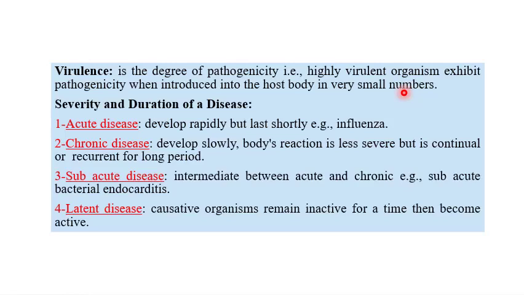دي بمعناها إيه؟ معناها إن very little number of the cells of this bacteria can cause the disease. فكل ما كان this number is very few, زي for example tuberculosis, Mycobacterium tuberculosis, it can occur by very little number of tubercle bacilli. And here we call it as a highly virulent organism.